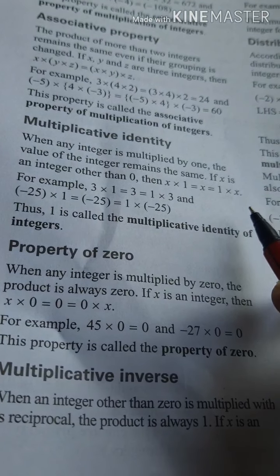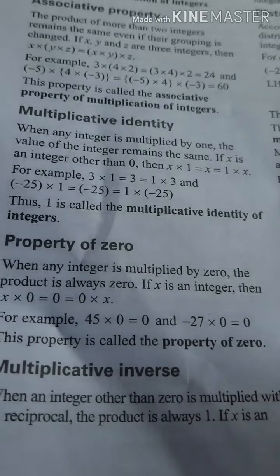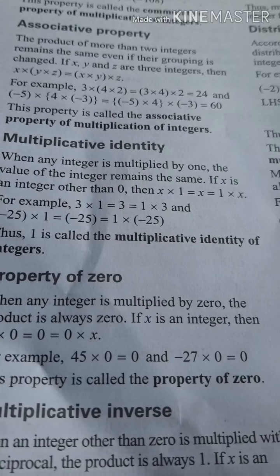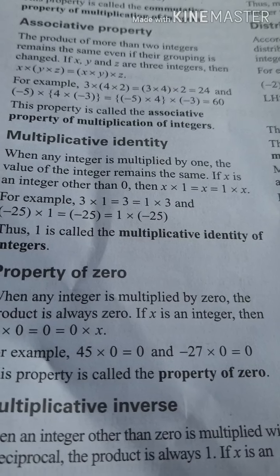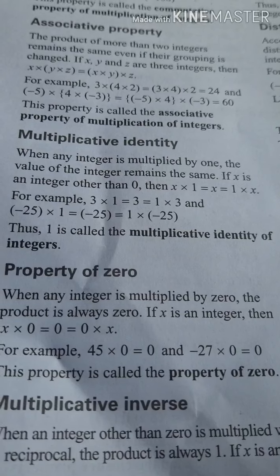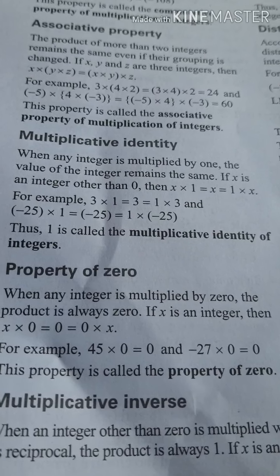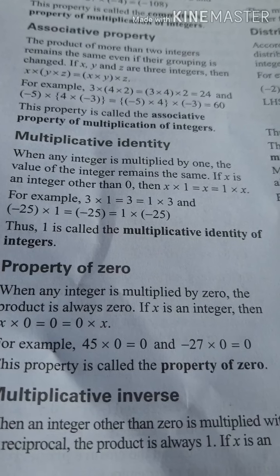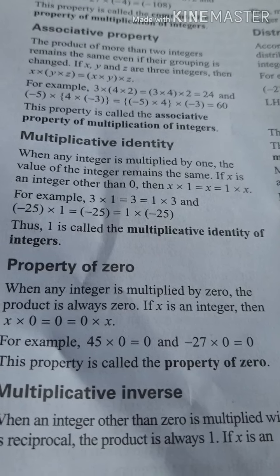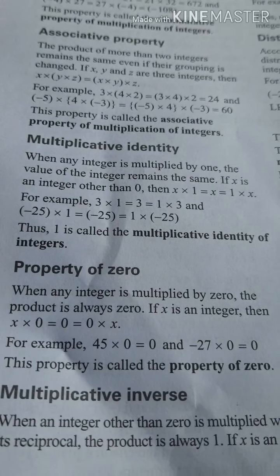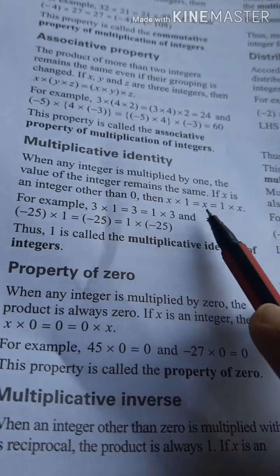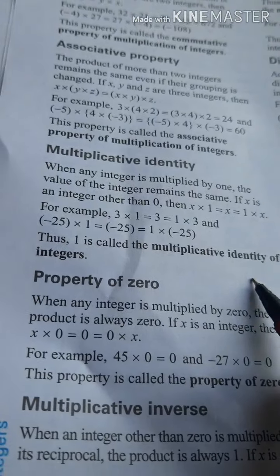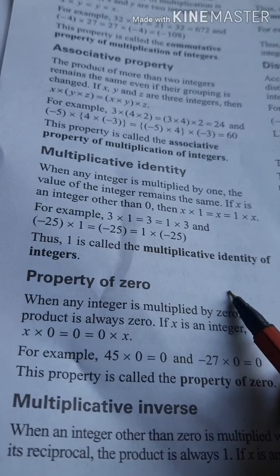So take the one table. 2 ones are 2. 3 ones are 3. So whatever I take, I will get the same number. 10 ones are 10. So 1 is called the multiplicative identity of integers. For addition, 0 is the additive identity of integers. For multiplication, 1. Combine and read, it will be useful, then you won't forget at all. Other than 0, whatever number you take, you will get the same number. So this is the multiplicative identity.